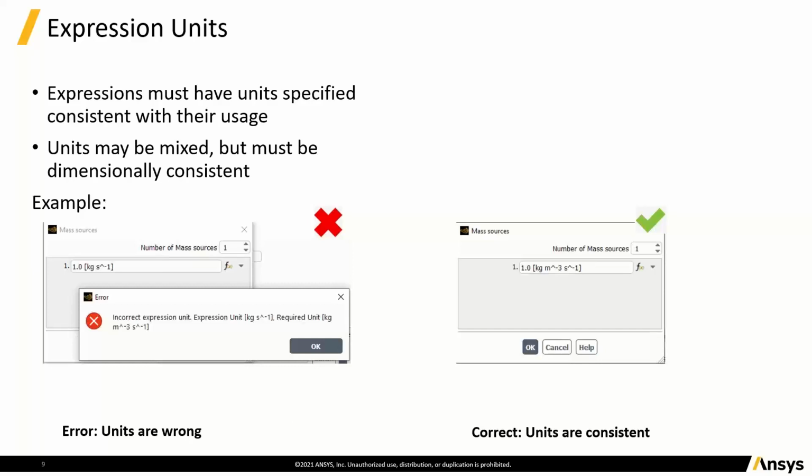The same sort of smarts that are in CFX are all in Fluent to help check. So that means that, for example, if you put in an expression which has got the wrong units, it's going to tell you what's wrong and what's required. So here, clearly somebody has tried to put in an absolute mass source when it needs the volumetric. So you need to divide it by the volume, and now it has the correct units. So that will always be flagged up.